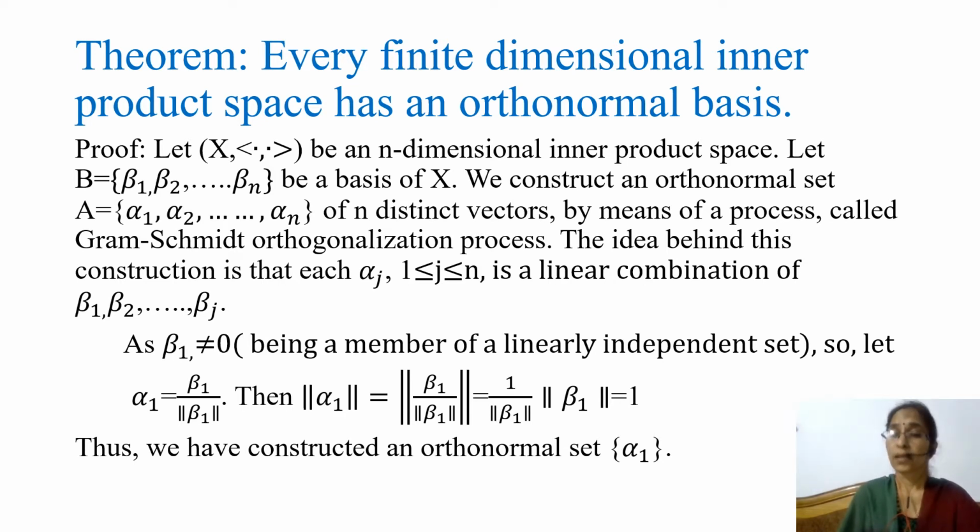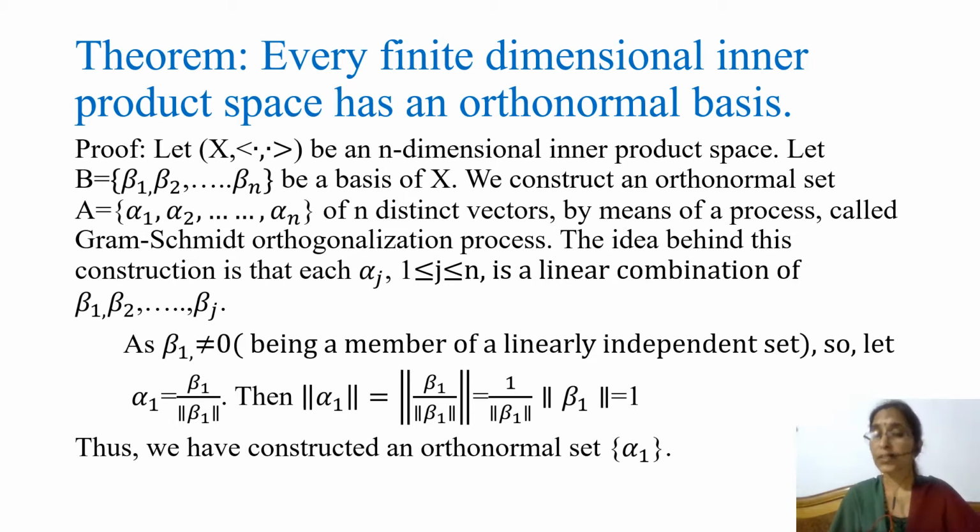That is, alpha 1 is a linear combination of beta 1, alpha 2 is a linear combination of beta 1 and beta 2, and so on. Alpha n is a linear combination of beta 1, beta 2 up to beta n. Beta 1 is not equal to 0, being a member of a linearly independent set, because we know that a set containing a 0 vector is always linearly dependent. So beta 1 cannot be equal to 0.